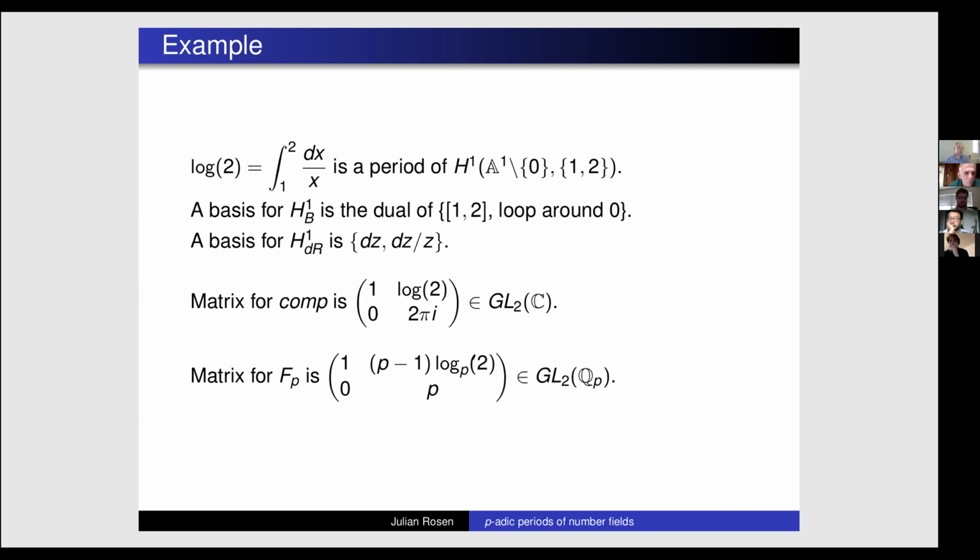So this process does sort of tell you, right? You feed in log of 2, and it tells you, oh, here's this number, the p-adic logarithm of 2. That's a p-adic version of that.